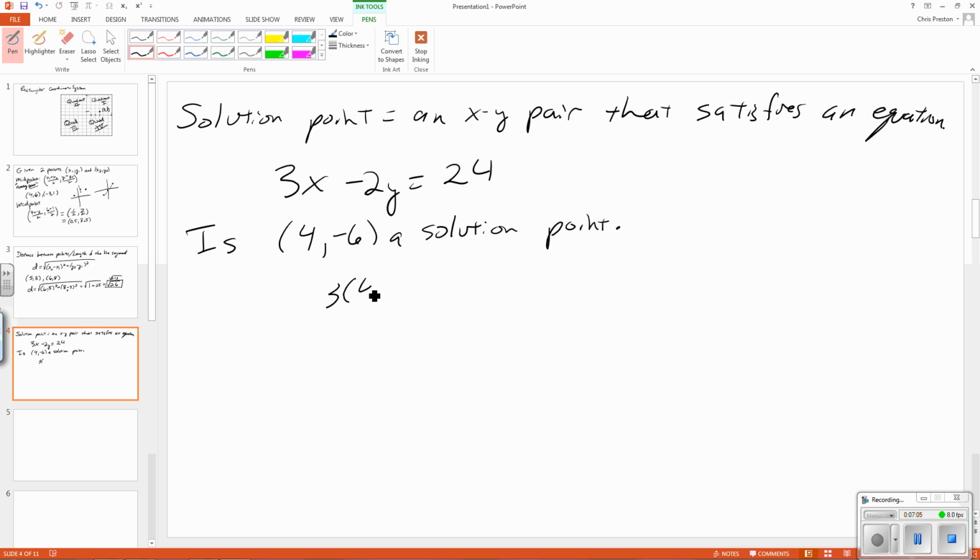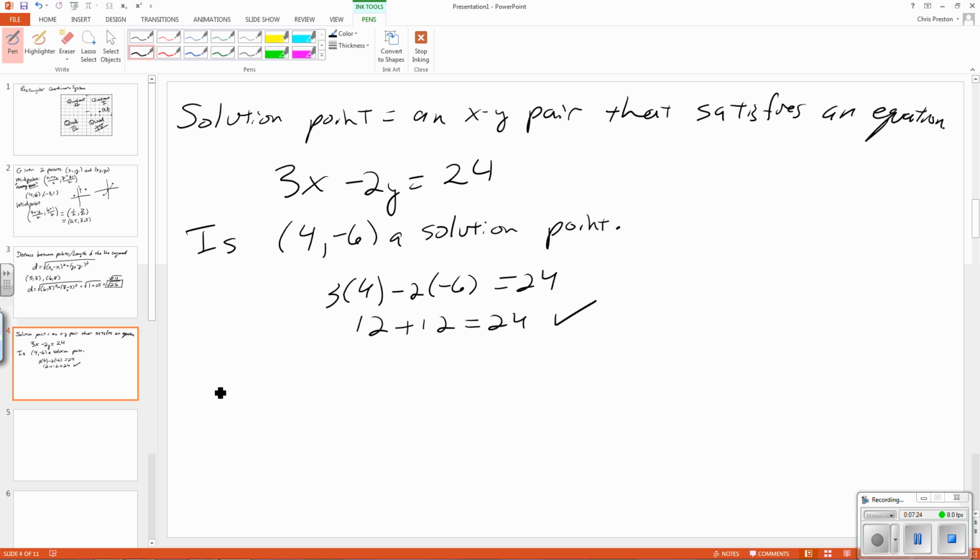So 3 times 4 minus 2 times -6. Does that give me 24? Well, 3 times 4 is 12. -2 times -6 is positive 12. So the answer is yes, it is. It is a solution point. So on the graph of this equation, it goes through (4, -6).